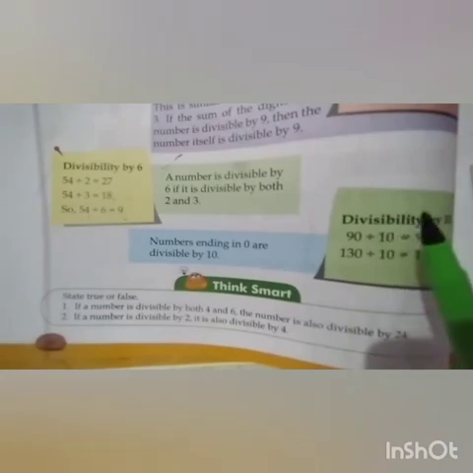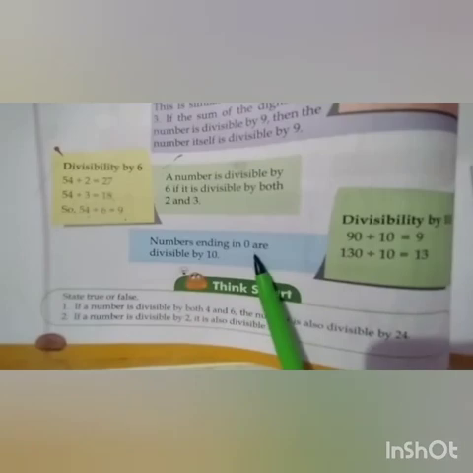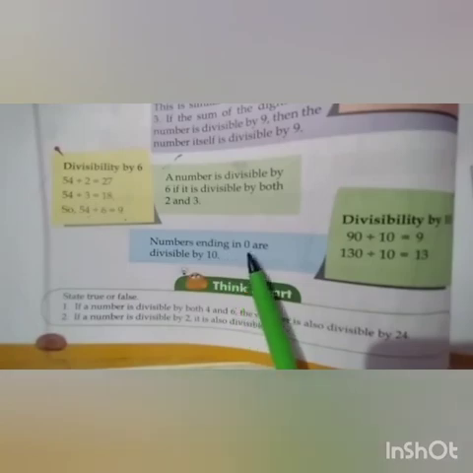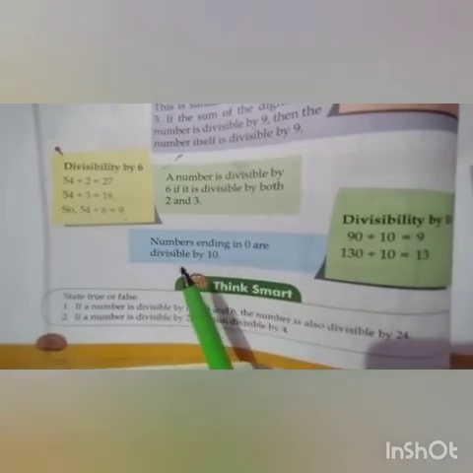All numbers end with a 0. Then we can find that numbers ending in 0 are divisible by 10. All the multiples of 10 end with 0. So when the unit digit is 0, then that number is divisible by 10.